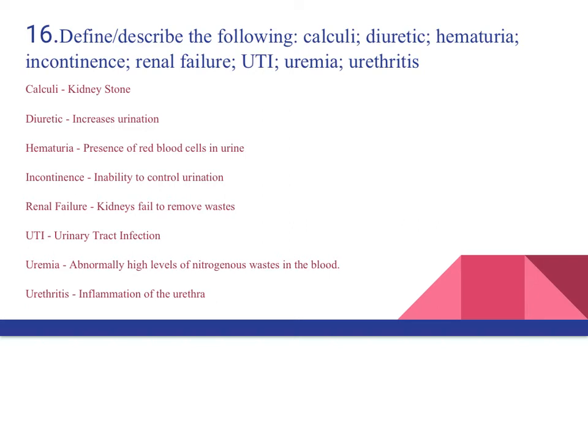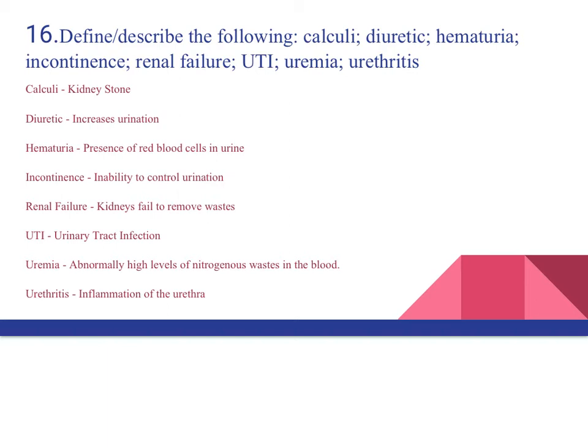Hematuria, we read this in our case study. So it's the presence of red blood cells in the urine. You could guess that because hema in the first part refers to blood and urea is going to refer to the urine. Incontinence, the inability to control urination.